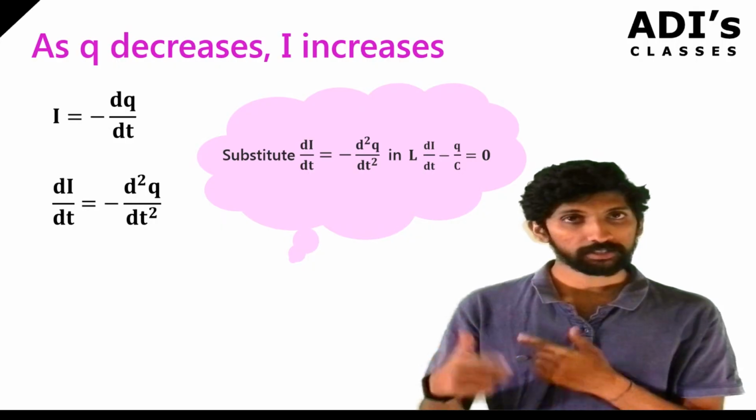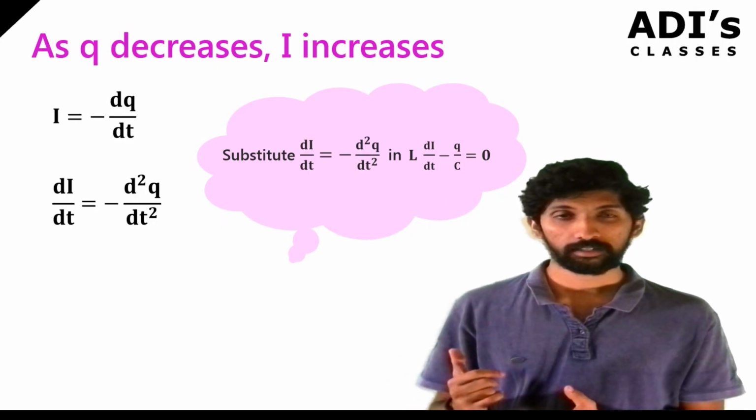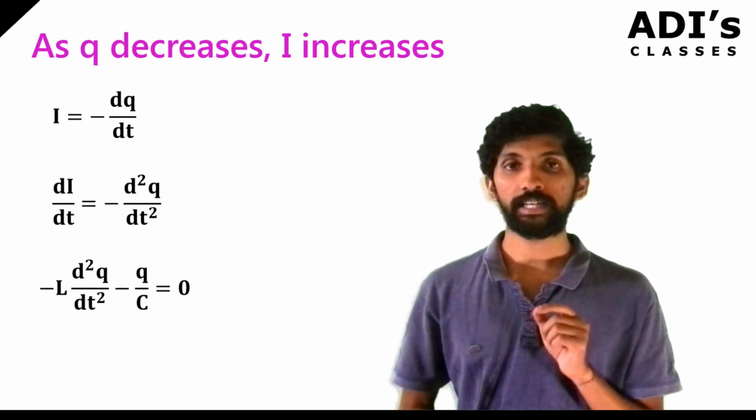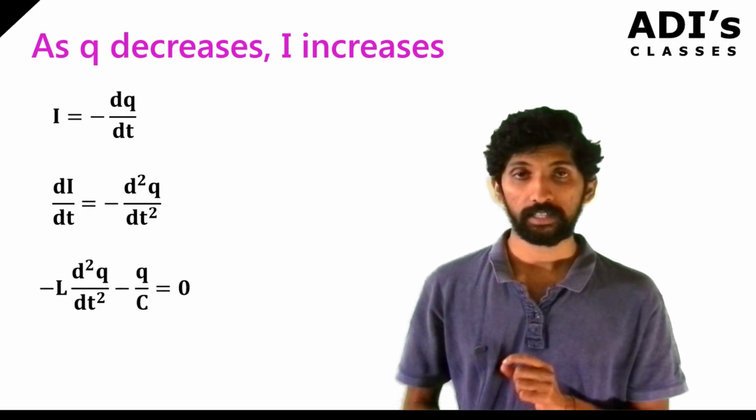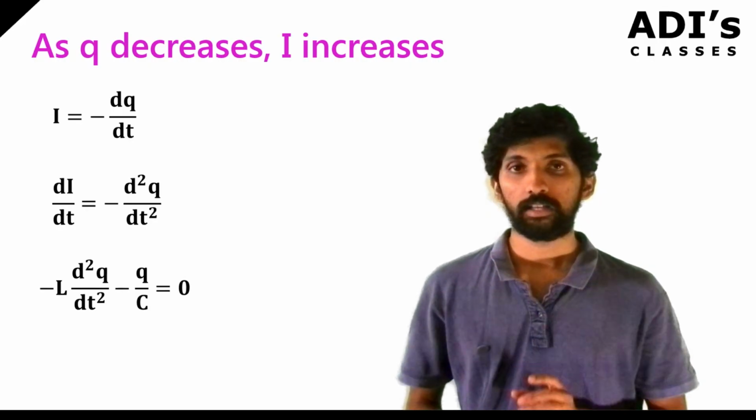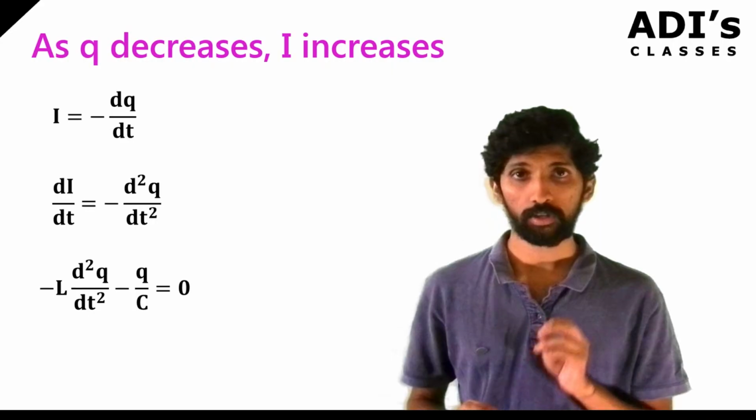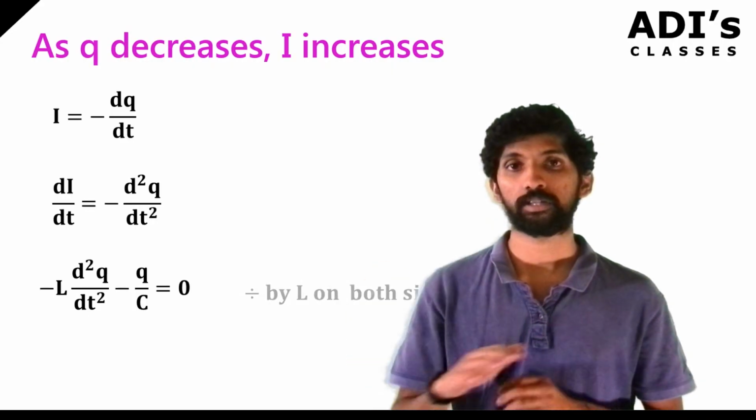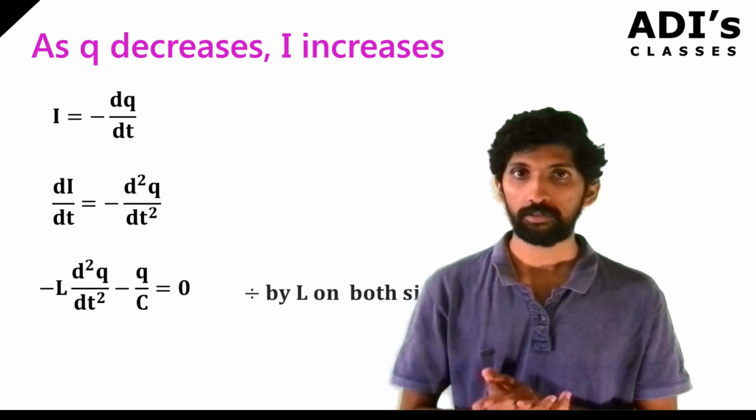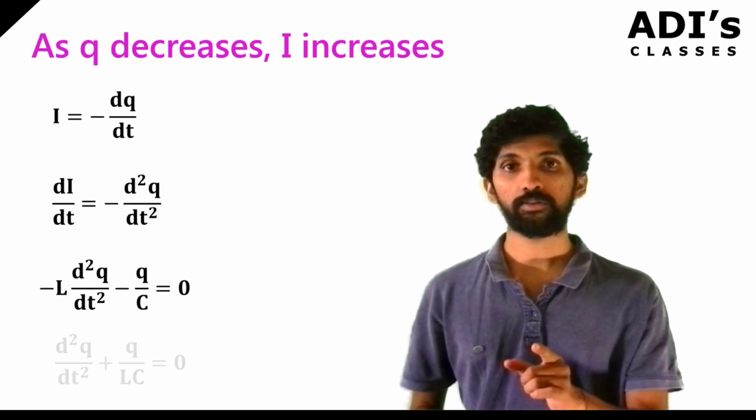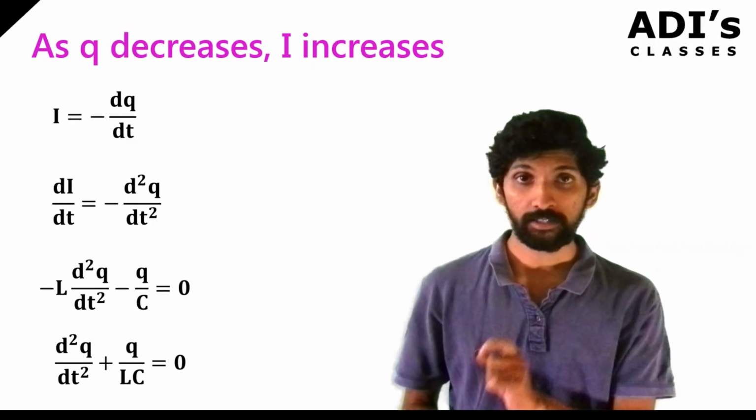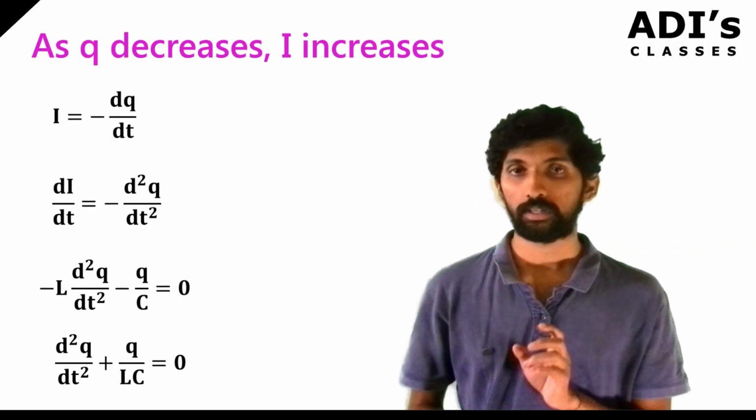In the previous case we had di by dt, so the equation reduces to minus L d square q by dt square minus q by C is equal to 0. So far understood, right? Having said that, we divide the whole equation by L, and we also take off the negative sign. So we have d square q by dt square plus 1 over LC into q is equal to 0.